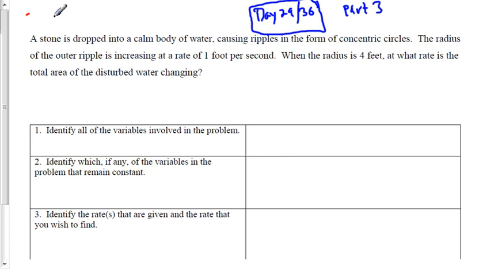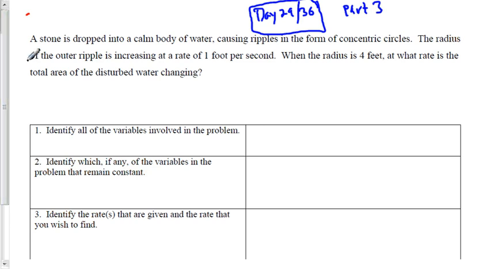So the next problem: a stone is dropped into a calm body of water, causing ripples in the form of concentric circles. The radius of the outer ripple is increasing at a rate of 1 foot per second. When the radius is 4 feet, at what rate is the total area of the disturbed water changing?